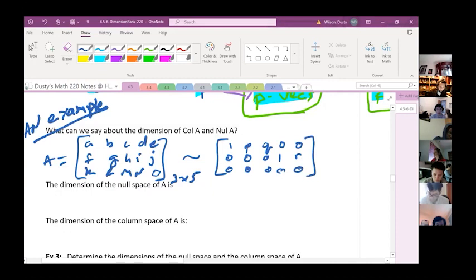So suppose we ended up with this. There's lots of forms that this thing could take. This is just one possible way it could happen. So what can we say about the dimensions of the column space of A? To look at the dimensions of the column space of A, what am I going to count here?